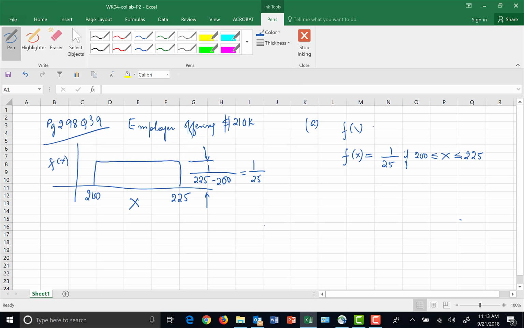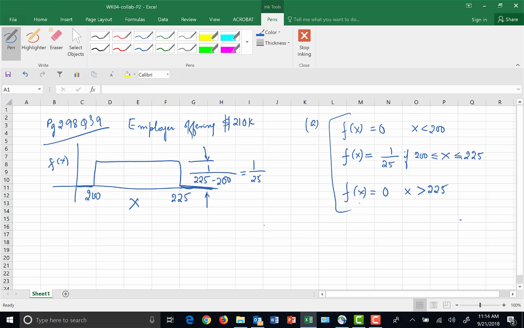Anywhere else, the curve is 0. If x is less than 200, then of course it's 0. That's this portion here. And the height of the curve is also 0 if x is greater than 225, isn't it? That's pretty obvious from just the shape of the curve. So anywhere x is greater than 225, the height is 0. It's only when x is between 200 and 225 that the height of the curve is 1 divided by 25.